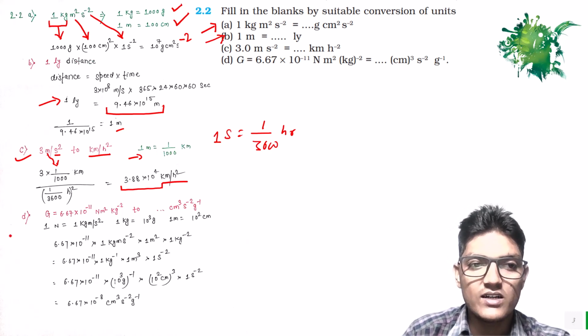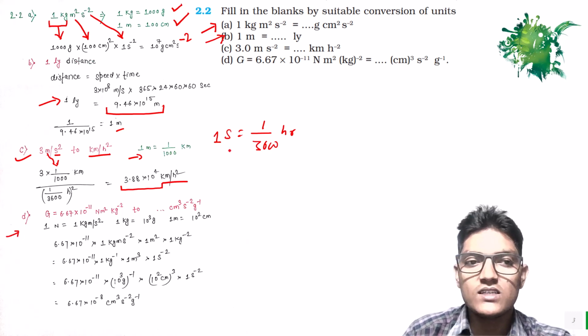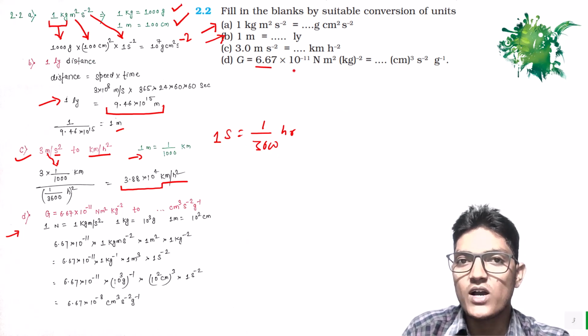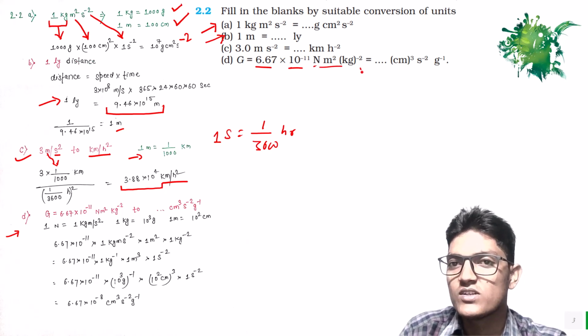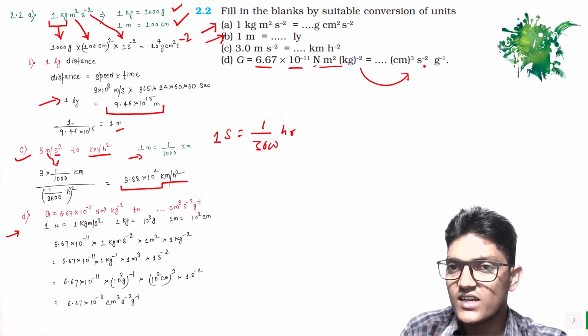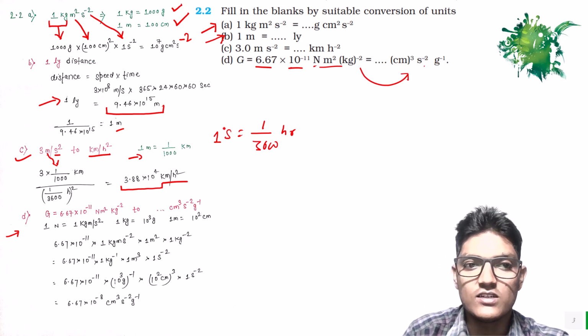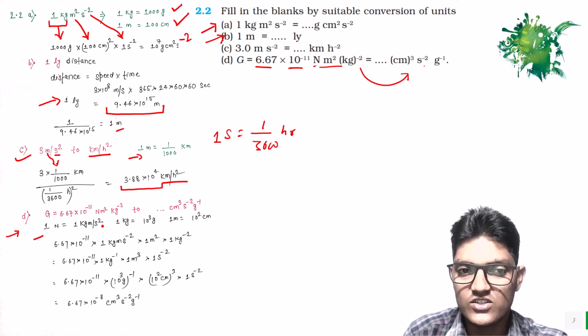And the question number D, you can see the G value is given 6.67 into 10 to the power minus 11 Newton meter square per kg square. We have to convert that into centimeter cube per second square per gram. So you can see here, as we know, 1 Newton is equal to 1 kilogram meter per second square.